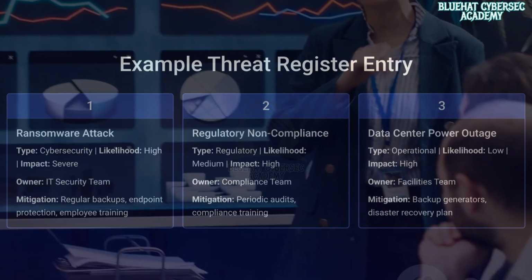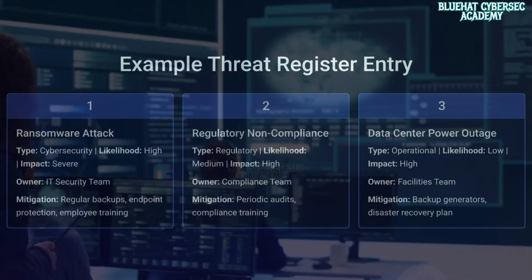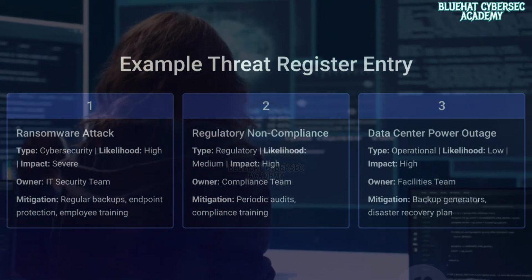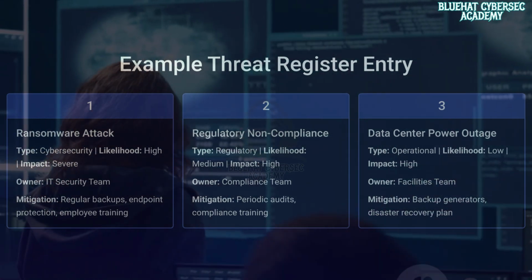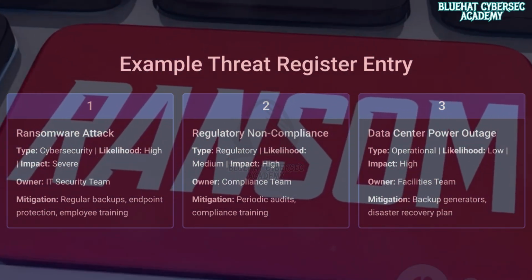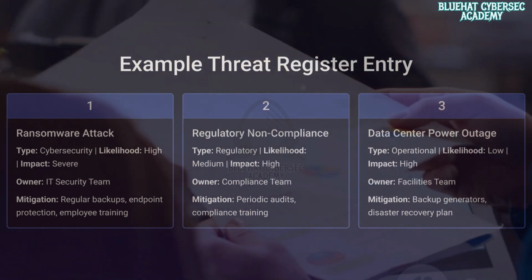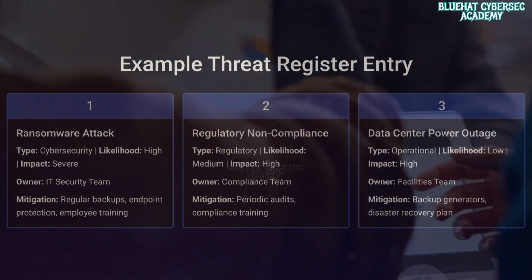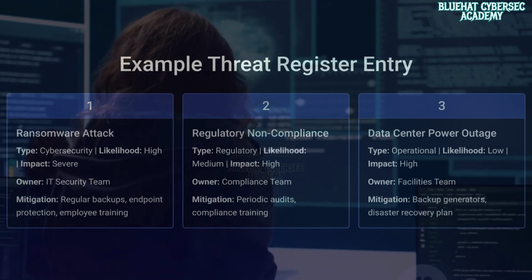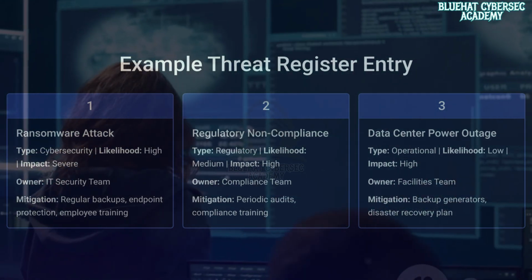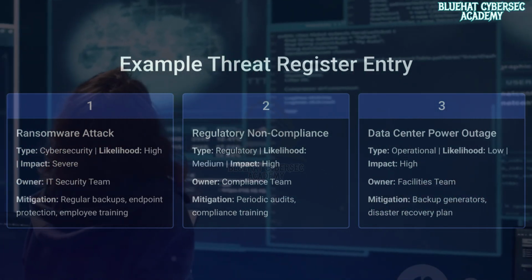Let's make this concrete with an example of a threat register entry. Imagine 3 risks your organization might track. First, a ransomware attack. This is a cybersecurity threat. Its likelihood is high, and the impact is severe, making it a critical risk. The IT security team is responsible, and mitigation measures include regular backups, endpoint protection, and employee training.